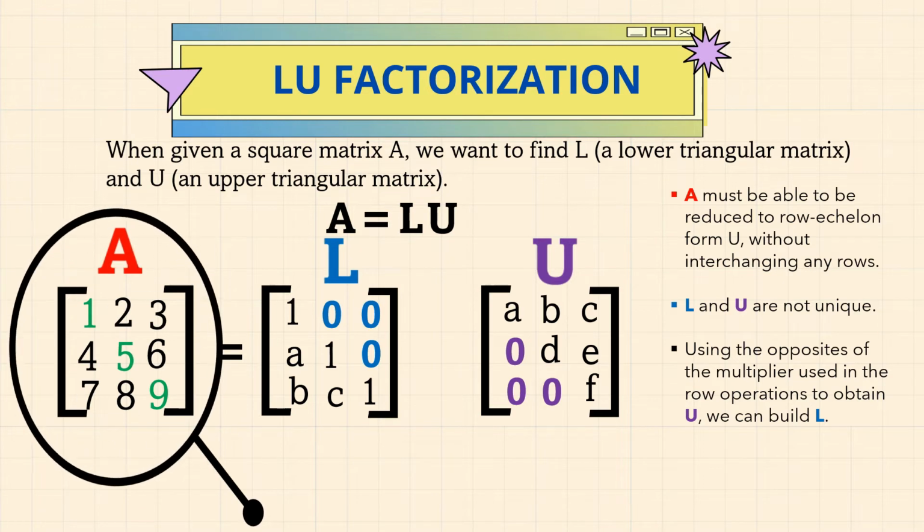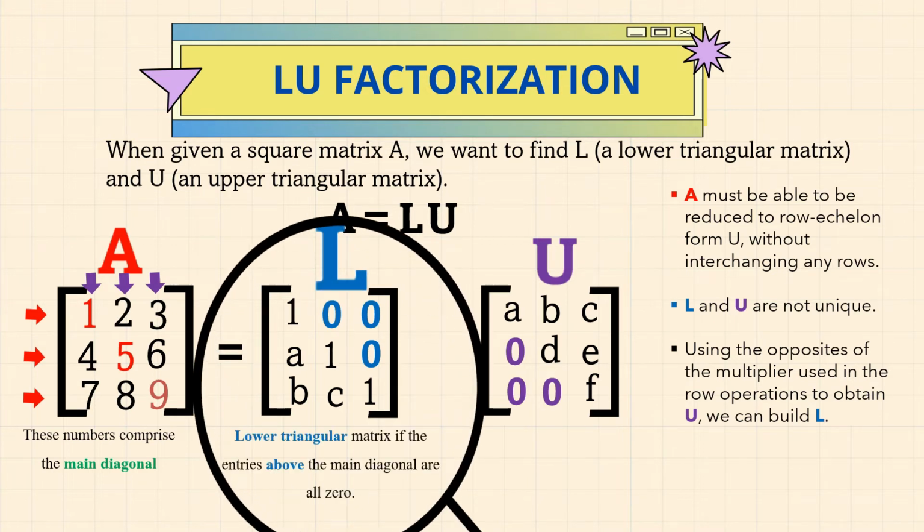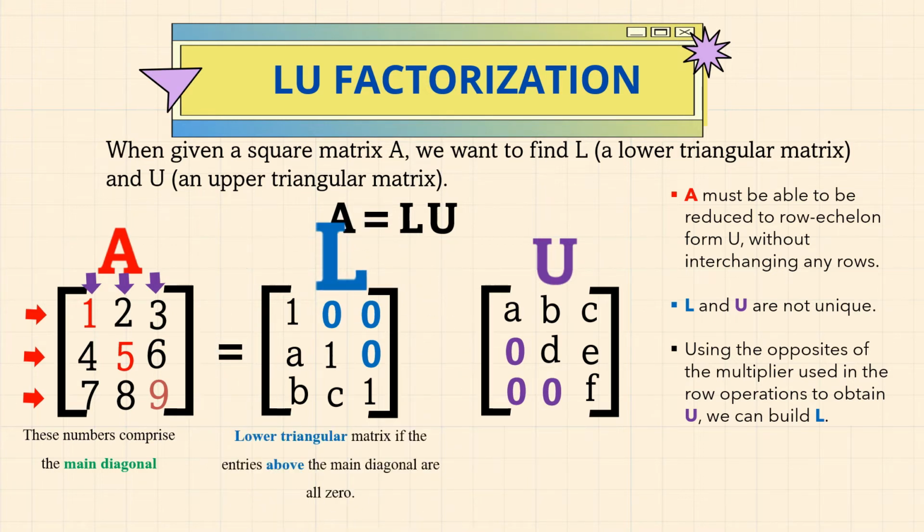Matrix A is called a square matrix. Why? It is because the number of rows is equal to the number of columns. Look at these numbers, 1, 5, and 9. These numbers comprise the main diagonal. It is called a lower triangular matrix if the entries above the main diagonal are all 0 and the entries in the main diagonal are all 1.